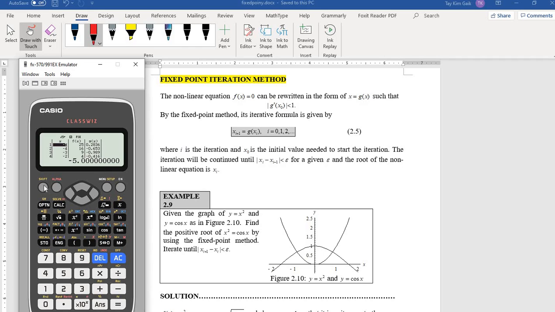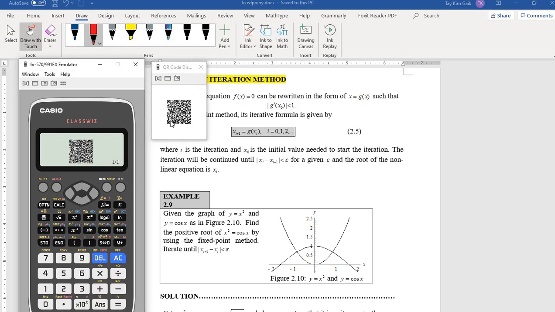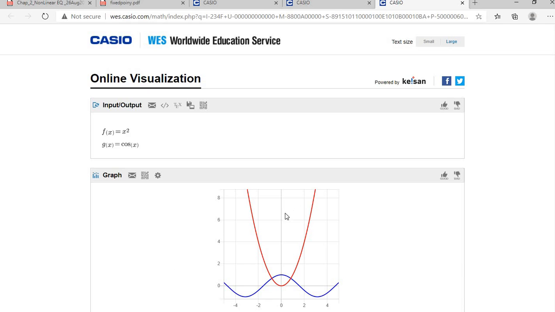Now to get the graph, you have to scan the QR code, the yellow one on top of the Options button. So you press Shift Options. Use your handphone to scan this QR code. Okay, now you can see. You can get the graph in the Table mode, but not in the Calculate mode.